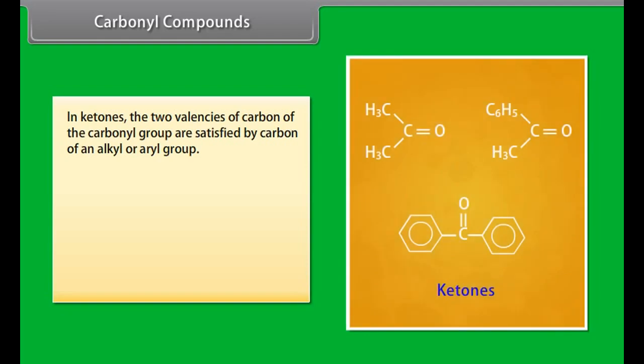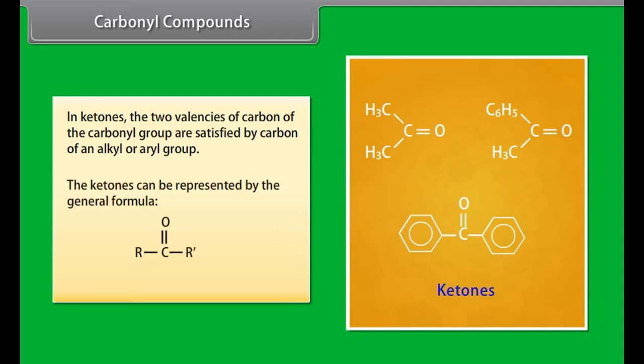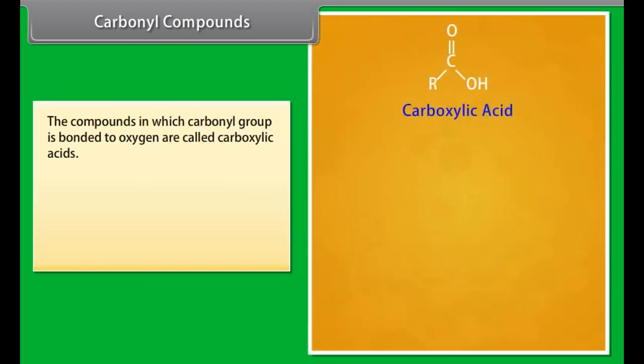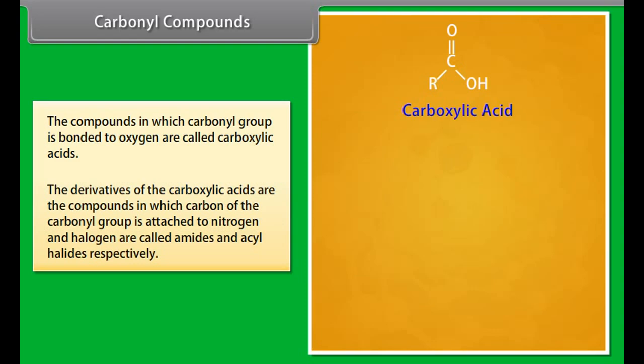In ketones, the two valencies of carbon of the carbonyl group are satisfied by carbon of an alkyl or aryl group. The ketones can be represented by the general formula RCOR', where R and R' are alkyl groups. The compounds in which carbonyl group is bonded to oxygen are called carboxylic acids. The derivatives of the carboxylic acids are the compounds in which carbon of the carbonyl group is attached to nitrogen and halogen, and are called amides and acyl halides respectively.